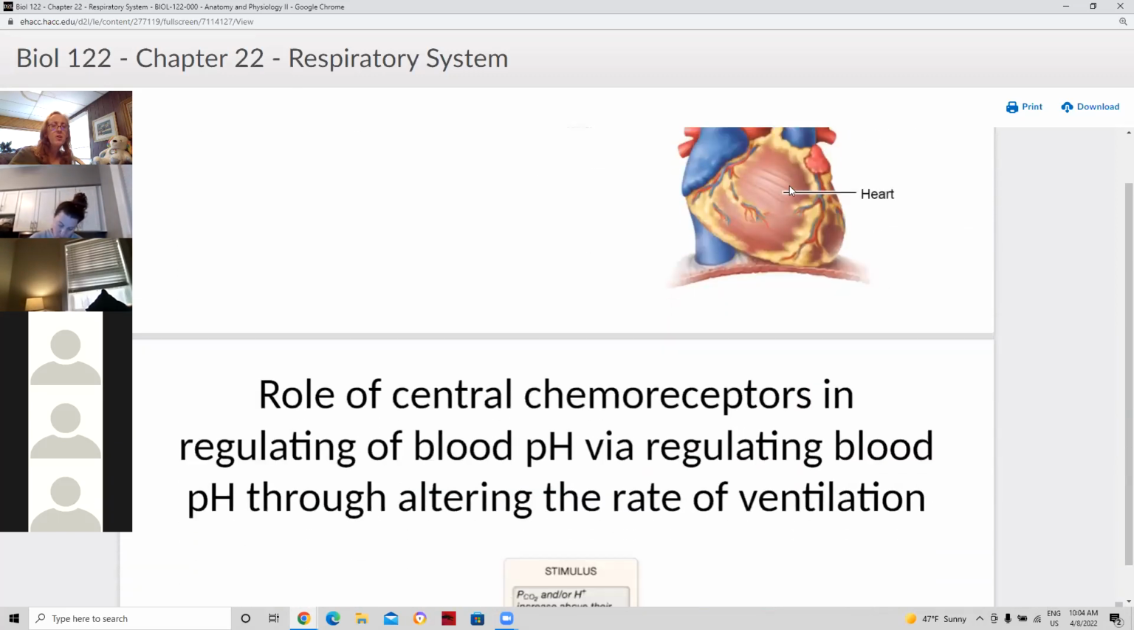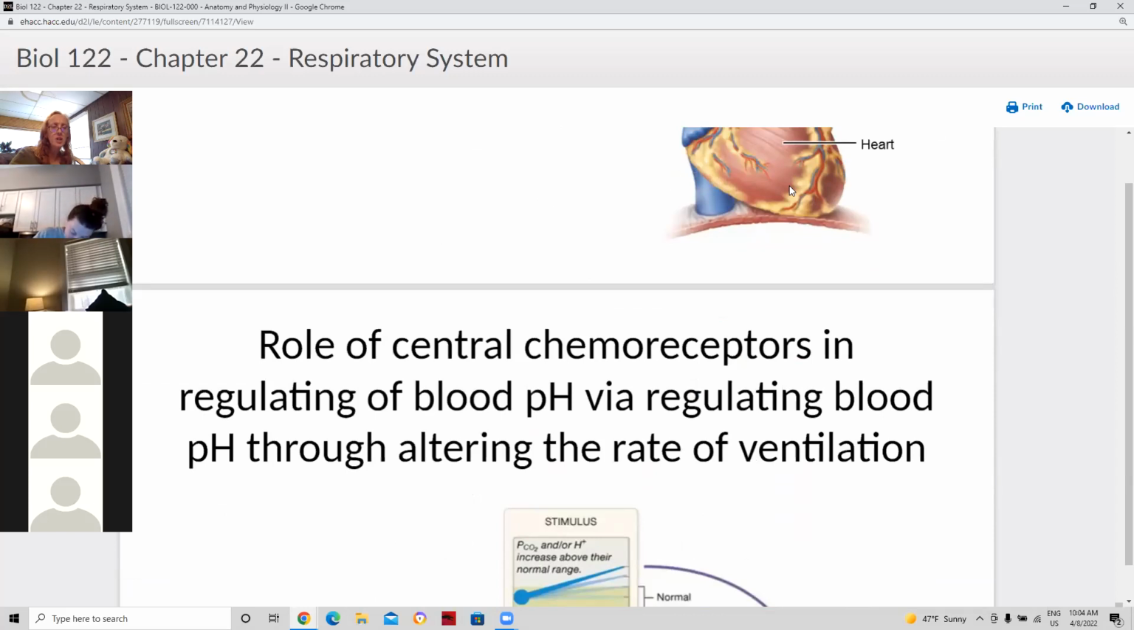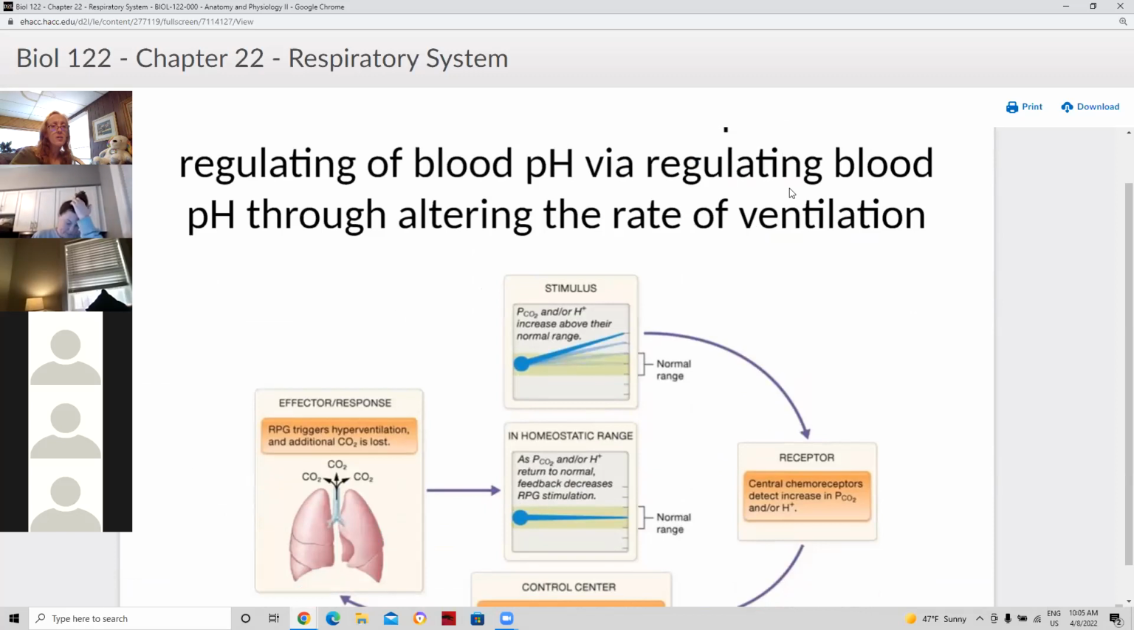So if your CO2 levels go up, your breathing rate increases because you become more acidic. As you become less acidic, your breathing rate goes down because you're becoming more basic. And these breathing rates are working to adjust your partial pressures of carbon dioxide.